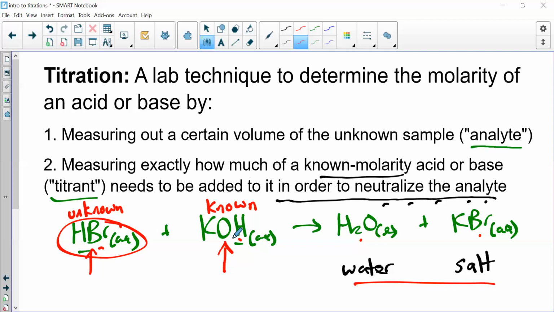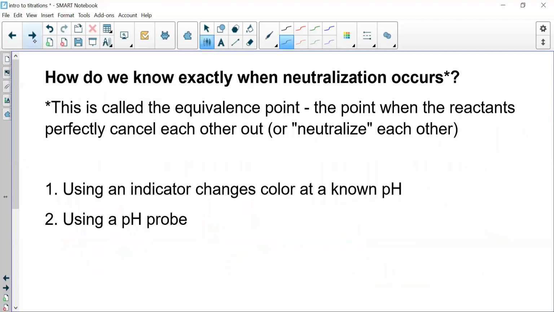We need to know exactly when these are canceling each other out. What's the pH going to be when these exactly cancel each other out? 7. Why 7? Because when there's none of this, and none of this, there's only water and salt. And what's the pH of water and salt? 7. So the basic idea is, how do we know exactly when neutralization occurs? We use an indicator that changes color at a known pH, or we use a pH probe. And basically, when pH equals 7, we know that neutralization has occurred.